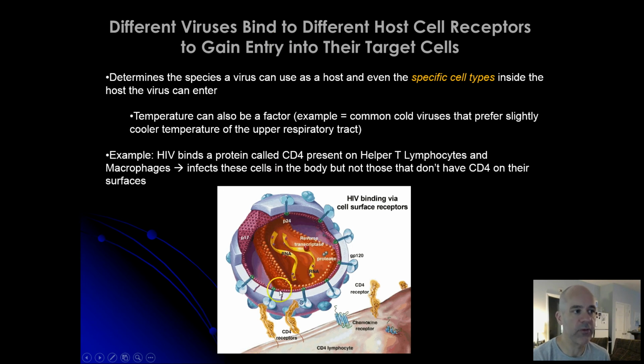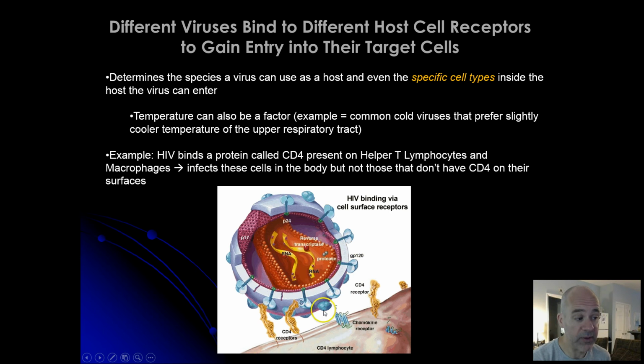So for example, here's an HIV virus. HIV has these glycoprotein spikes that protrude from the surface. Those are called GP120. That stands for glycoprotein, and the 120 refers to the molecular weight of that glycoprotein. It's 120 kilodaltons, or that means 120,000 daltons. That's a measurement for molecular mass that you learn about in chemistry.